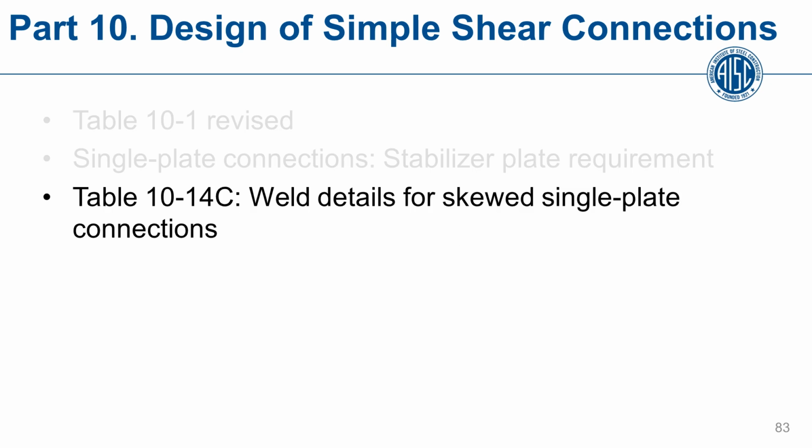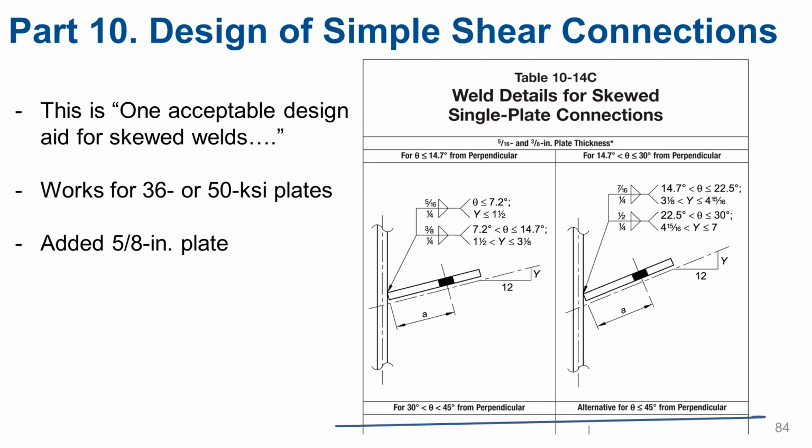There's also in Table 10-14C some added weld details for skewed single plate shear connections. Now, all of you run into single plate shear connections, and they're skewed, and there have been methods previously published in the manual, the 14th edition manual, for welding single plate shear connections. Well, now there are methods for both 36 and 50 ksi plates, as well as up to 5/8 inch thick single plate skewed shear connections. So this table was added, Table 10-14C, to give you more information about how to design skewed single plate shear connections.